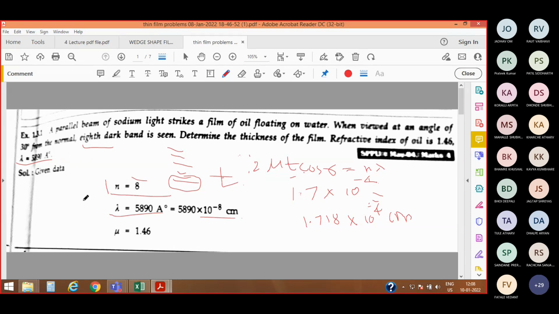Wavelength of this sodium light is this one. You convert it into centimeter. सेंटीमीटर में आपको कन्वर्ट करना है. रिफ्रैक्टिव इंडेक्स दिया है 1.46. A beam of sodium light strikes a film of oil floating on the water. Determine thickness of the film. Find out from this equation.